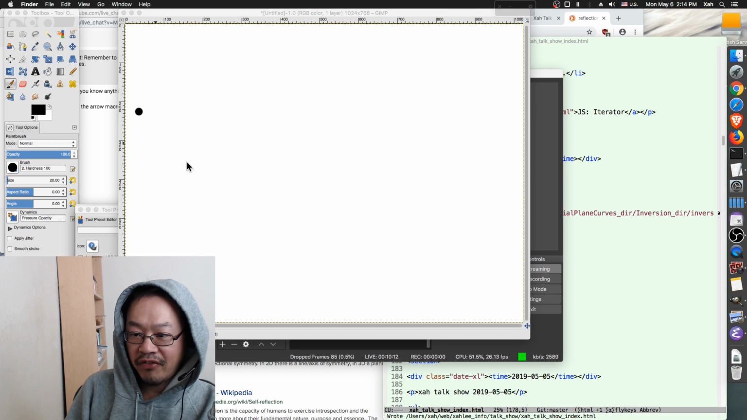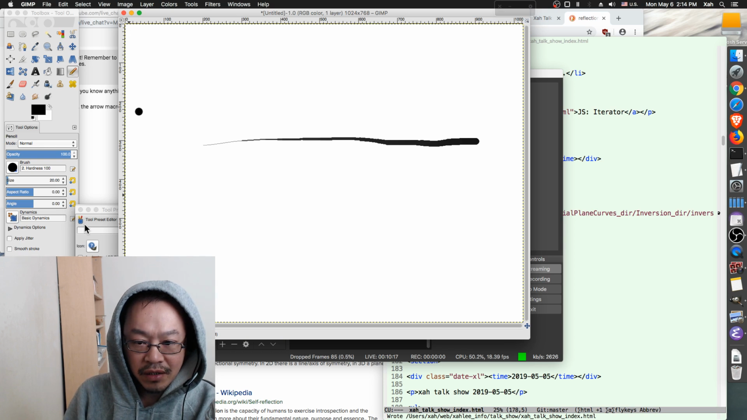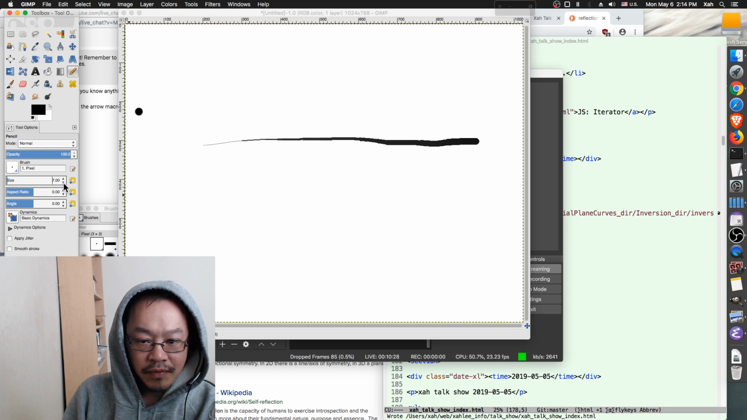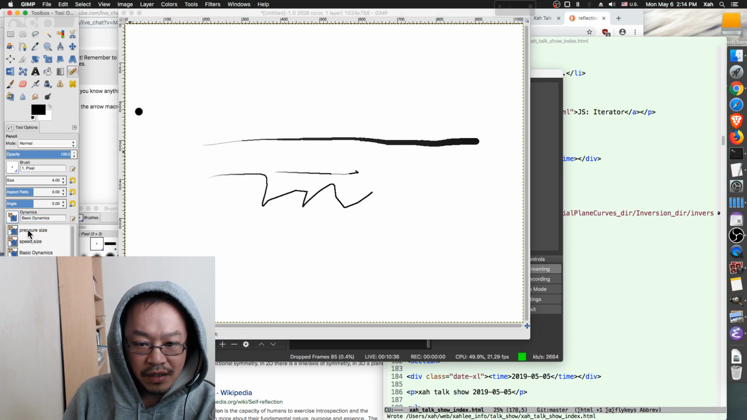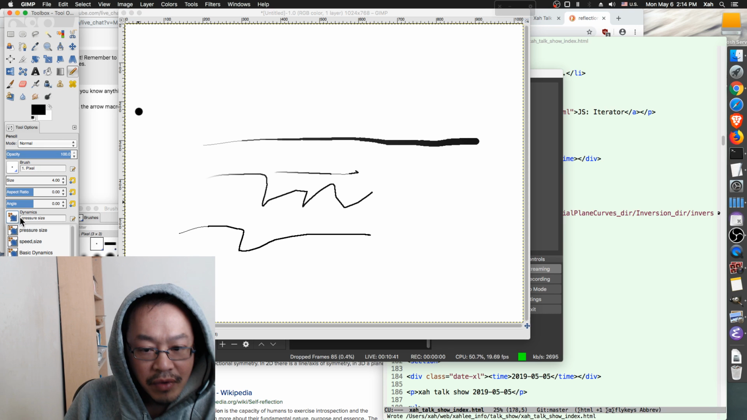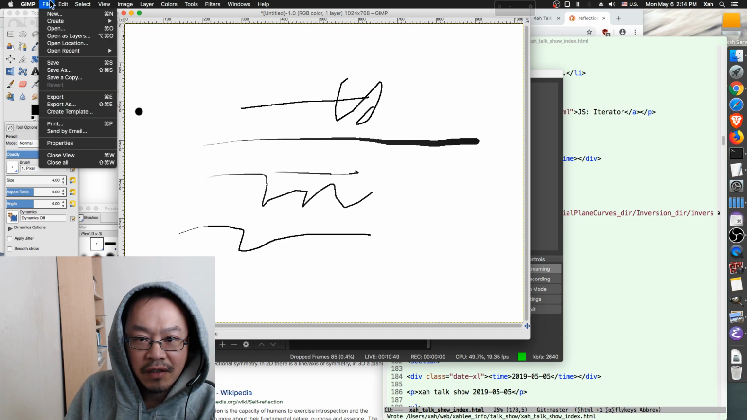So reflect. For example, you have a plane. Hold on a second, let me adjust. I want a pen, and I want the dot size to be 4 points. 4 point is good, and I want dynamics off. Okay, so that's good. So start a new one.